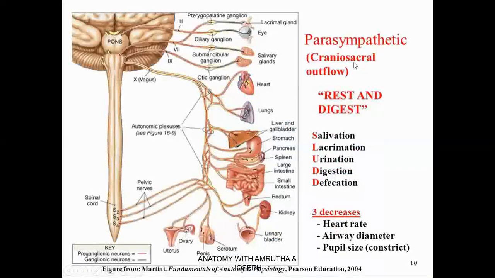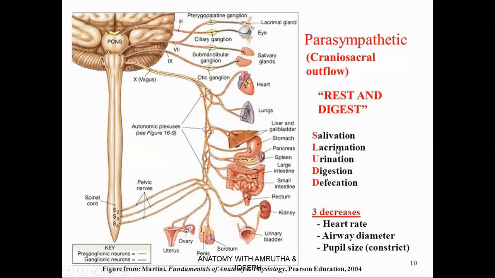Now let's see the parasympathetic system. The parasympathetic system is called the craniosacral outflow, because here the outflow comes in the cranial region and the sacral region. So we said that the lateral gray horn is present in the thoracolumbar and the sacral region. The thoracolumbar region is related to the sympathetic chain, whereas the sacral region is related to the parasympathetic system.